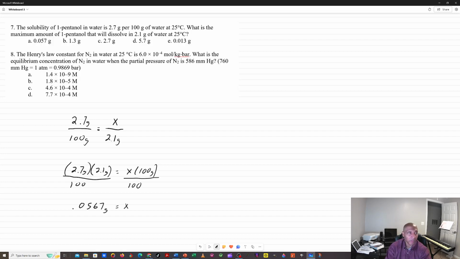Actually, this is only good to 2 significant digits, isn't it? So it's going to be 0.057 grams is equal to X. All right, so that was pretty simple, right?